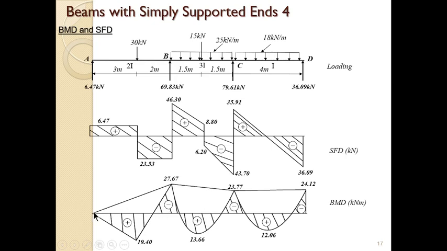The next thing is the bending moment diagram. For the bending moment diagram, I'll first of all draw the support moment diagram. There was no moment here, so it's 0, 27.67, 23.77, 24.12. So that's the support moment. You now take the simply supported moment for each of the span and superimpose.